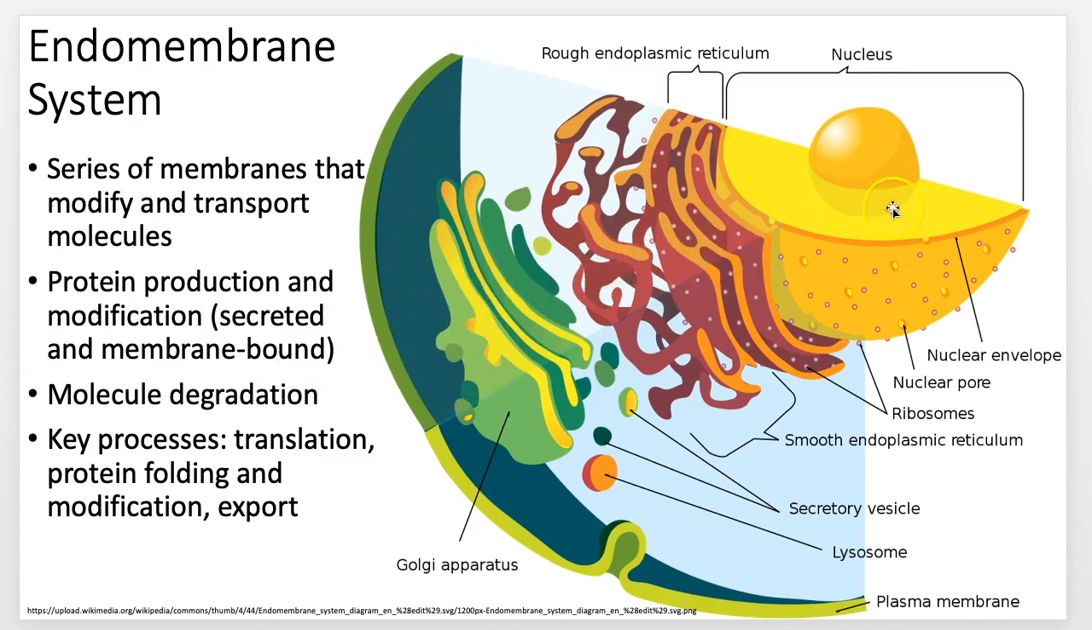So we're going to start at the nucleus and we're going to head on out. Actually making proteins is going to occur, and actually modifying the proteins is going through this endomembrane system. There's all kinds of processes that happen here though. Not just making proteins, we can translate, fold, modify, degrade, and export the proteins, and all of that is going to happen within the endomembrane system. And so I'm going to just take us through that.